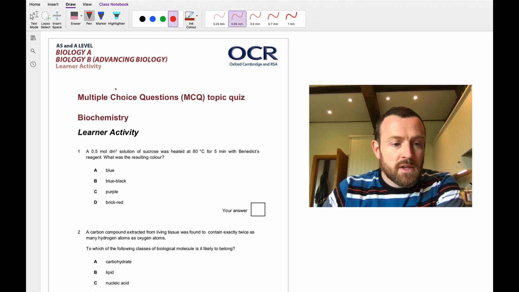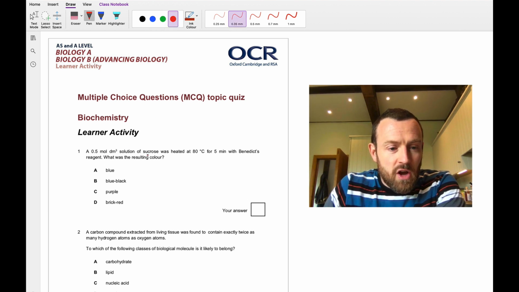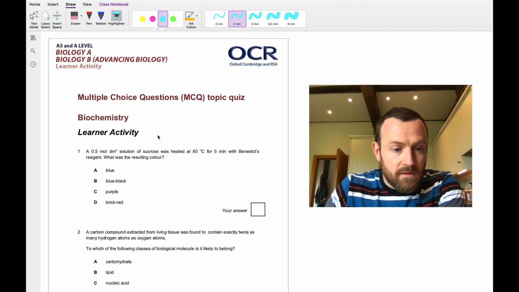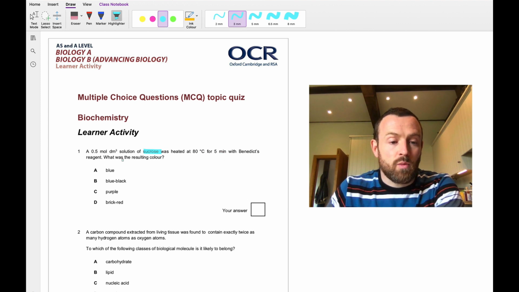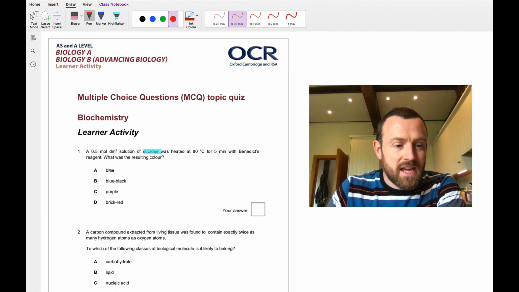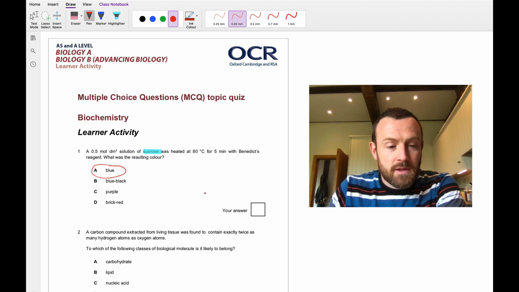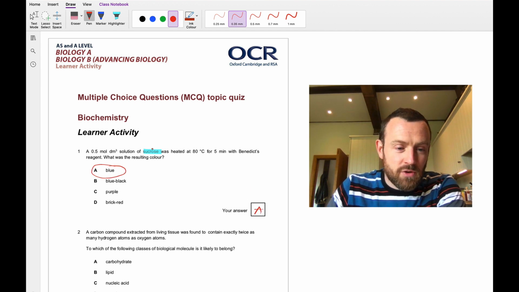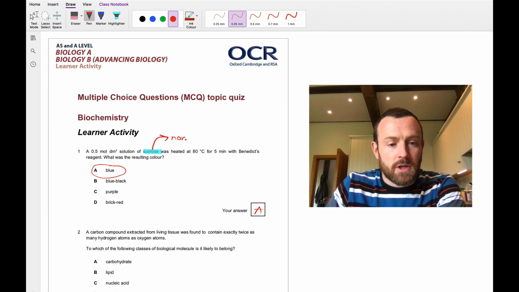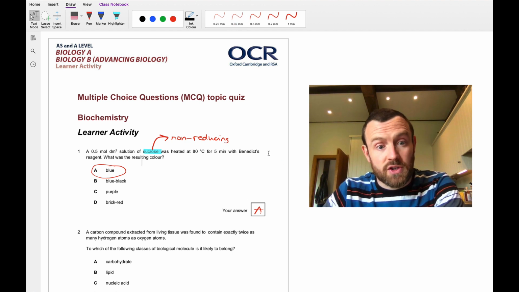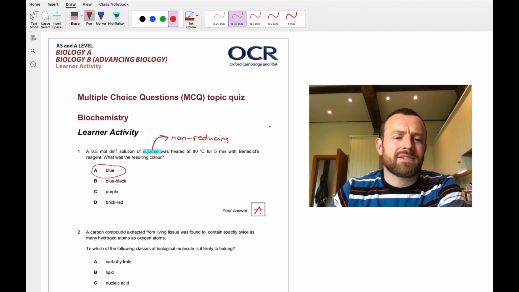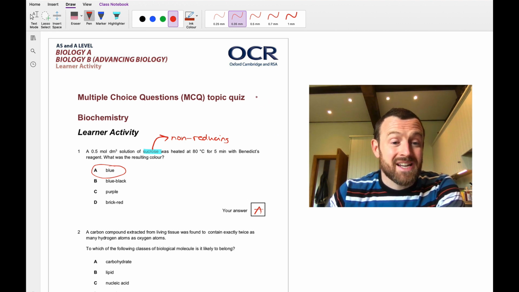So this one, first one, a solution of, this is important here, sucrose. Sucrose is the thing that they have used and was heated at 80 C for 5 minutes with Benedict's reagent. What was the resulting colour? Now the answer here is blue, and the reason is because sucrose is a non-reducing sugar, and the Benedict's test as carried out here only tests for reducing sugars. To test for non-reducing sugars, you have to add the acid hydrolysis step.